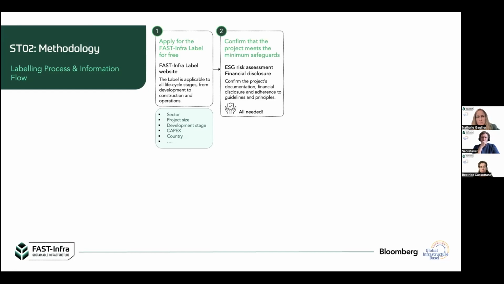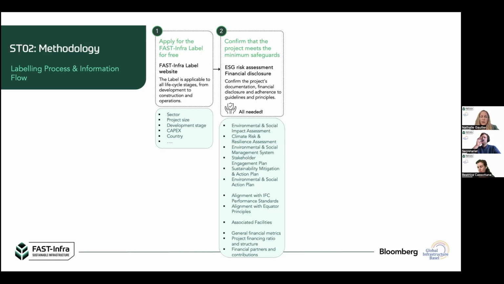So what we call the minimum safeguards is actually an ESG risk assessment, so environmental, social, governance risk assessment, and also some financial disclosure. So here in more detail, we ask the project to have published or be in the process of publishing an ESIA, an environmental and social impact assessment. We ask them to have developed a climate risk and resilience assessment. We ask them also to have an environmental and social management system in place, or at least planning it.